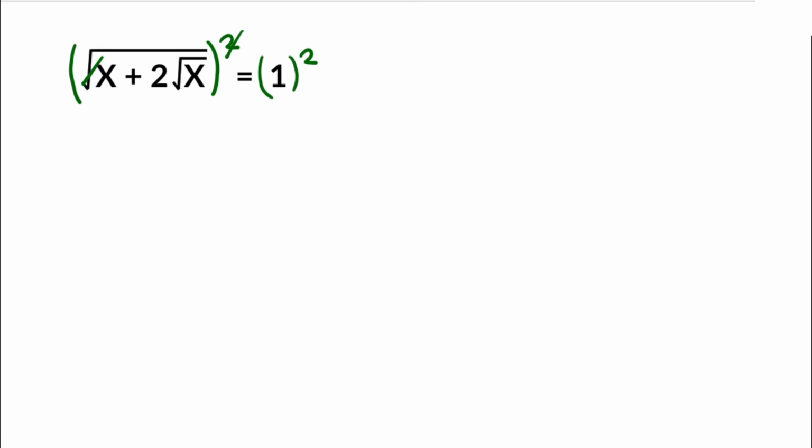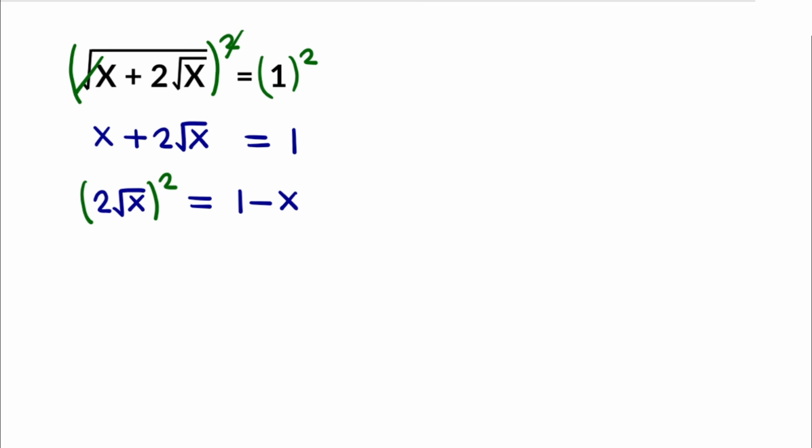The outer square root disappears completely, leaving us with x plus 2 times the square root of x equals 1. We are making progress, but there is still a square root left. Let's isolate it. Subtract x from both sides. Now we have 2 times the square root of x equals 1 minus x. Since the square root is isolated, we can safely square both sides again.